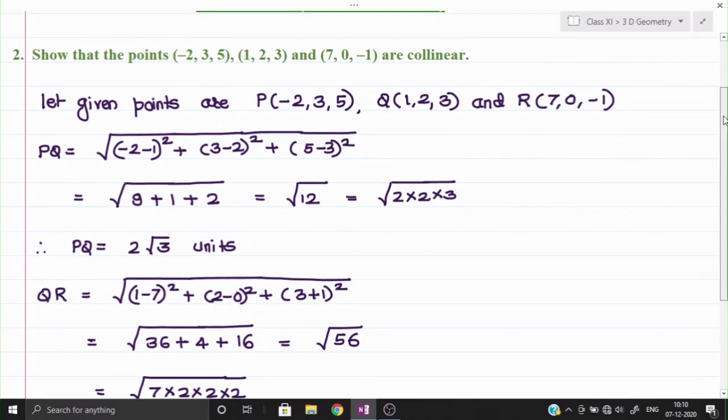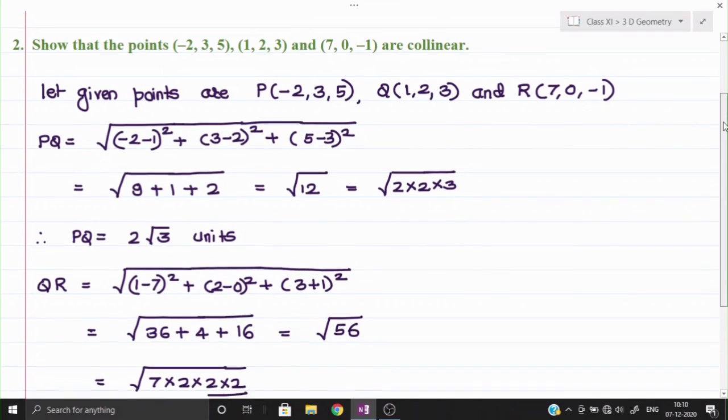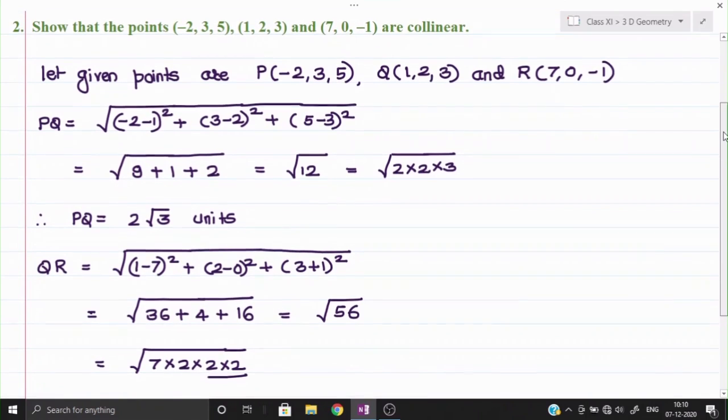1, 2, 3, 7, 0, minus 1, and minus 2, 3, 5. So 1 minus 7, 2 minus 0, and 3 plus 1. Okay, 4 square is 16, 2 square is 4, and 1 minus 7 is minus 6. Once we can check PQ here.